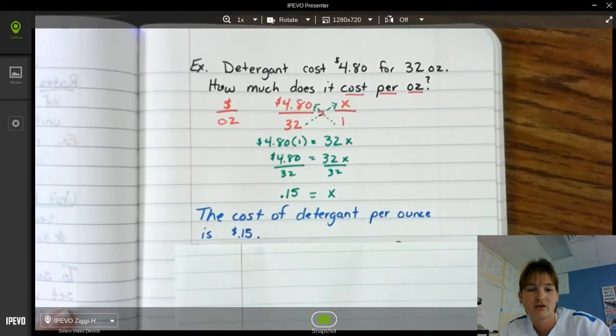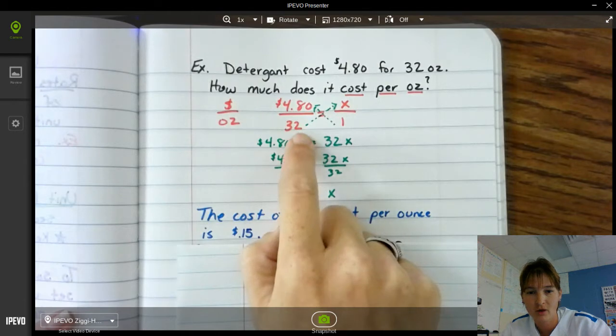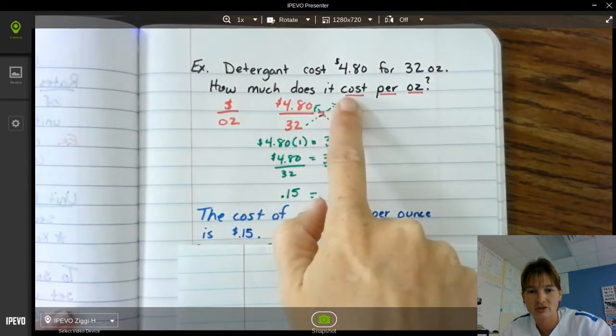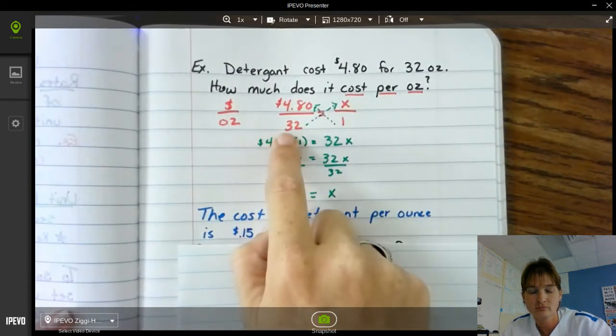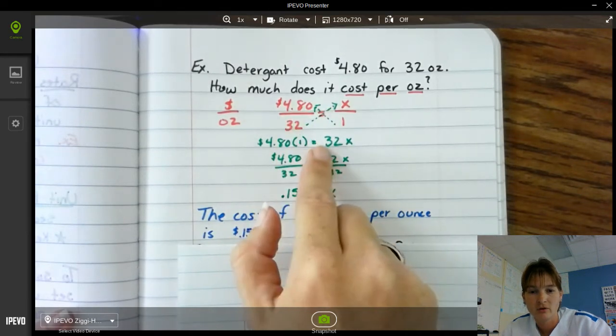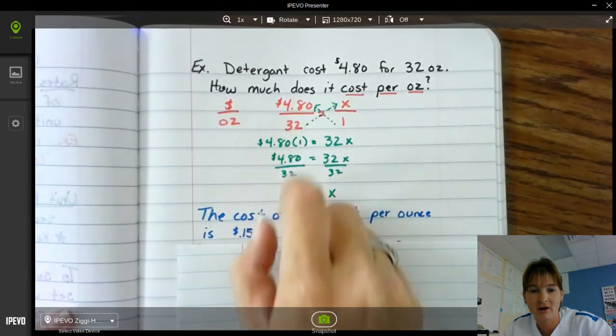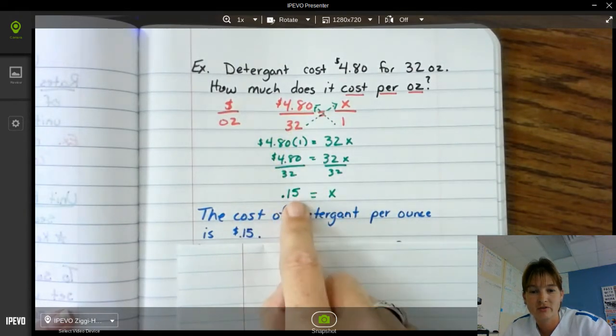So detergent costs 15 cents per ounce. So you set up the proportion based on the question, cost per ounce, and then you cross multiply to solve. Or you can simply do your division, $4.80 divided by 32, and that gives you 15 cents for the 1.